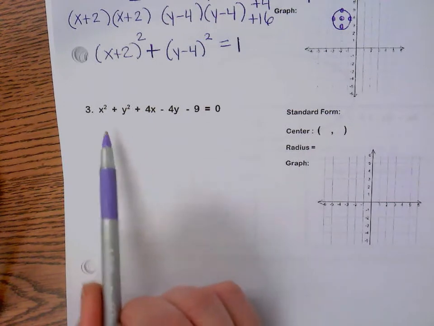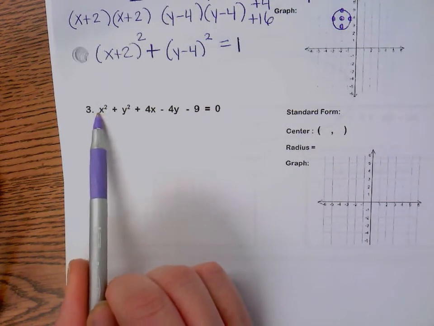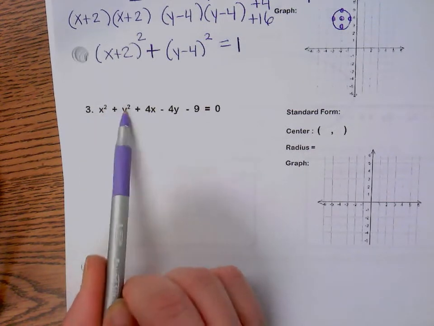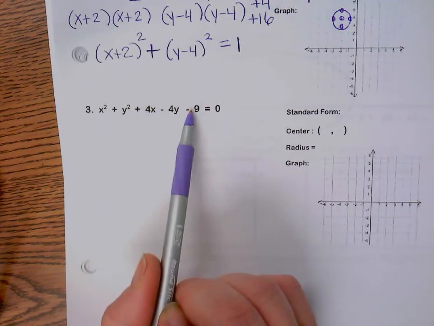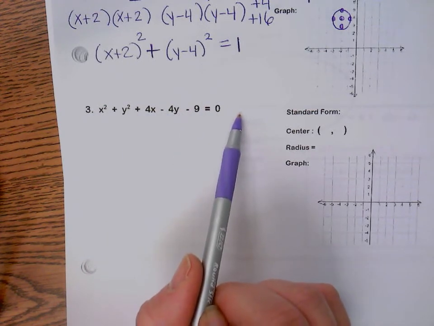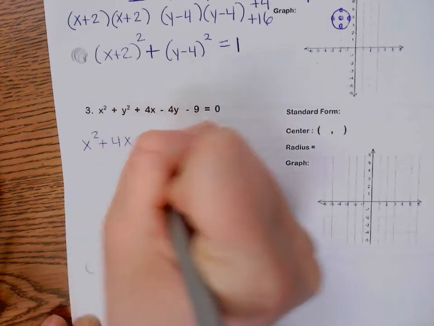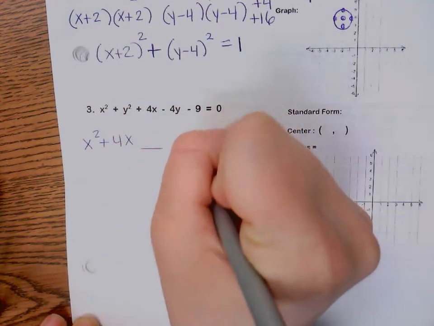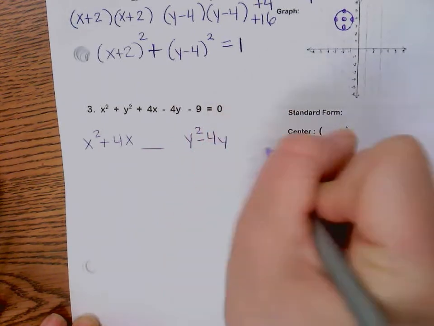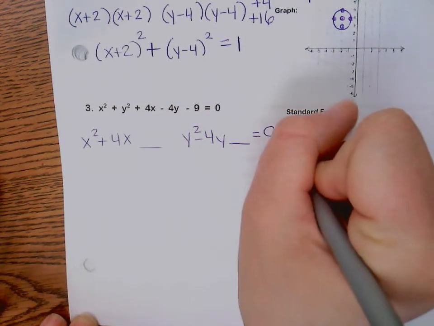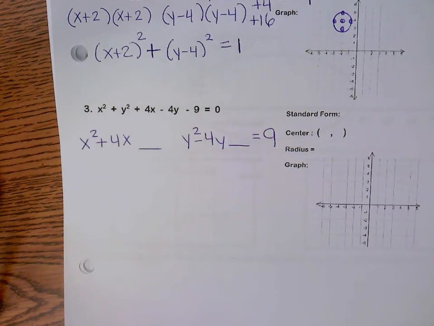So your first step is to get your x's next to each other, your y's next to each other, and move your constant to the other side of the equation. So x squared plus 4x, leave some room. y squared minus 4y, leave some room. And then I'll get +9 on the other side of the equation.